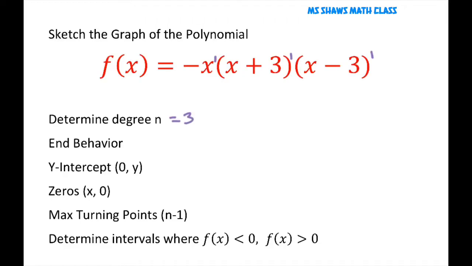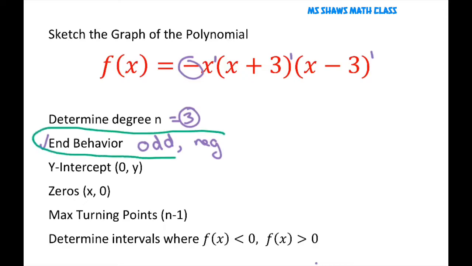Now, our end behavior has to do with the fact that this is an odd number, and our lead coefficient is negative. We'll talk about end behavior in just a minute. I just want y'all to remember this part.